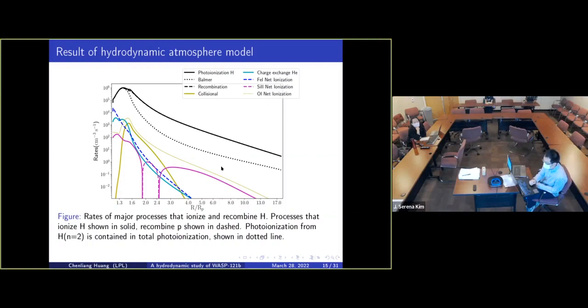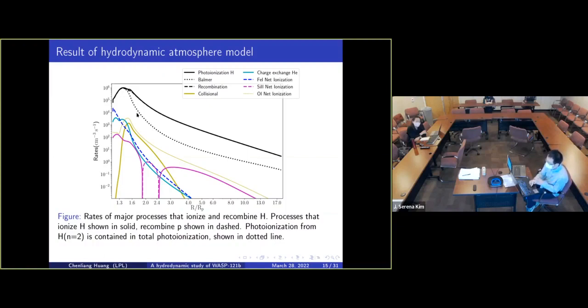And for the ionization and recombination balance, this plot shows all the channels that can ionize or recombine hydrogen. The solid lines are channels that ionize hydrogen, and the dashed lines are channels that recombine hydrogen. All these traces are the charge exchange from metals or helium with hydrogen. If it's shown dashed, it means the net effect is to recombine hydrogen.